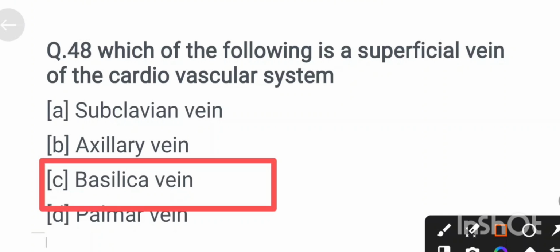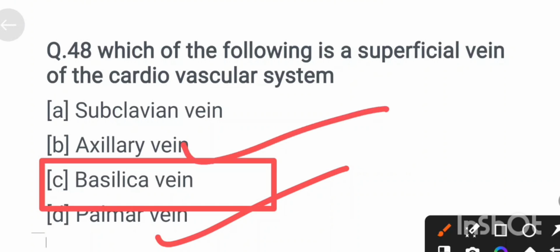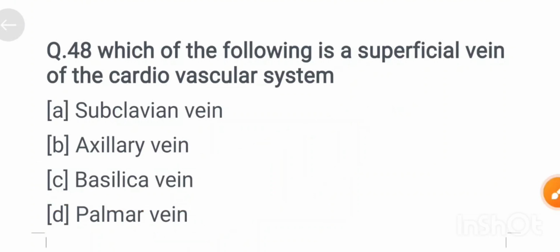And palmar vein is a network of veins in the hand that carry deoxygenated blood from the fingers and palm to the heart and lungs. And axillary vein is the large blood vessel that carries blood from the upper limbs and upper chest wall to the heart. And subclavian vein is a large paired vein that carries oxygen-depleted blood from the upper body back to the heart. Next question.